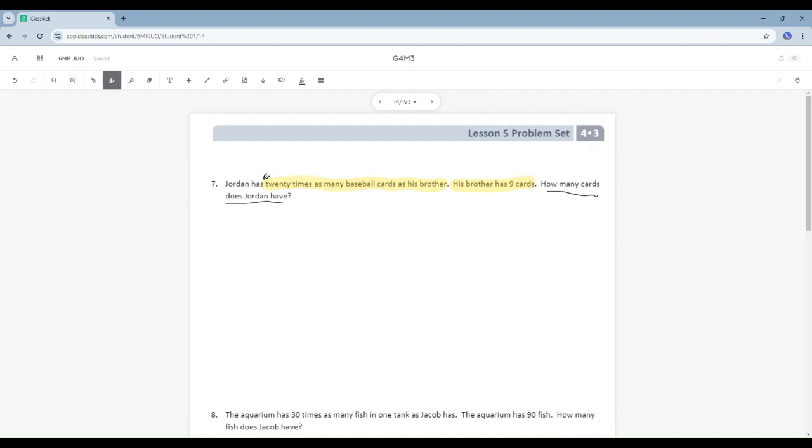And again, 20 times as many means I'm going to multiply by 20. And what am I going to multiply 20 by? The amount of cards his brother has. Again, for every one card his brother has, Jordan has 20. So if he has 9 cards, we need to multiply that by 20. So again, same idea here, where we have 9 times 20, or 9 times 2. I'm able to think of it as 18. And we're really doing 9 times 2 tens, so this 0 needs to come along to make 180 baseball cards.